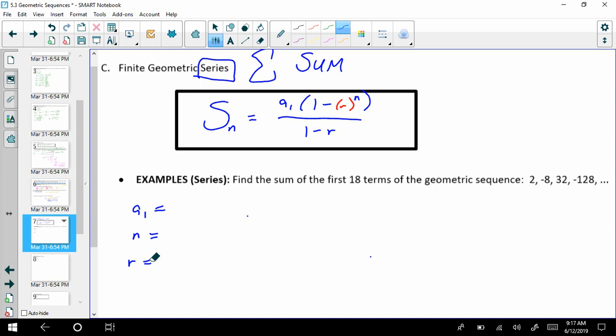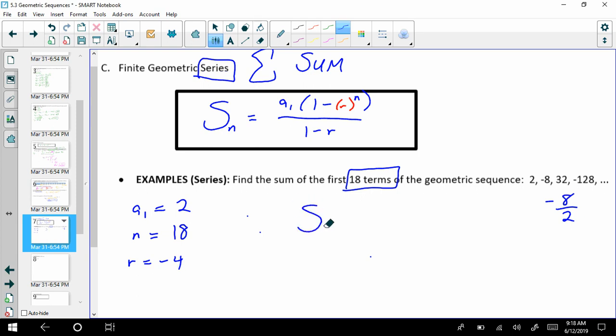So what's a sub 1? What's my starting term? It's 2. N, how many of them are there going to be? 18 of them. And now I need to know, what is r? What are they multiplying by each time? Well, if you're not sure, take one of the numbers and divide by the number that came before. So that tells me r, they are multiplying by -4 each time. We have everything we need. Let's see if we can get the answer.